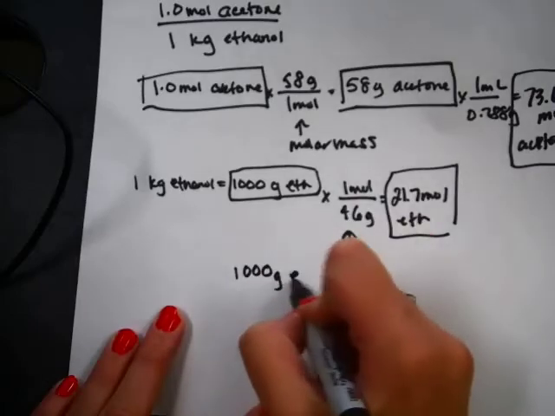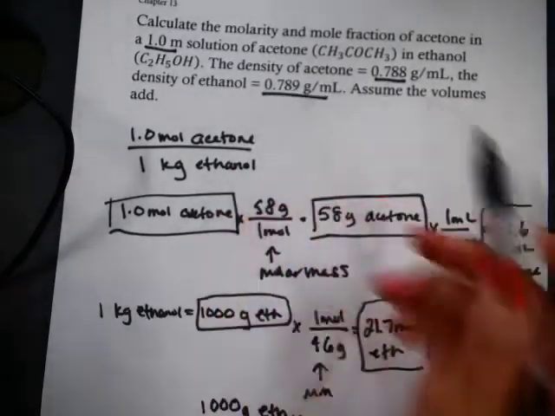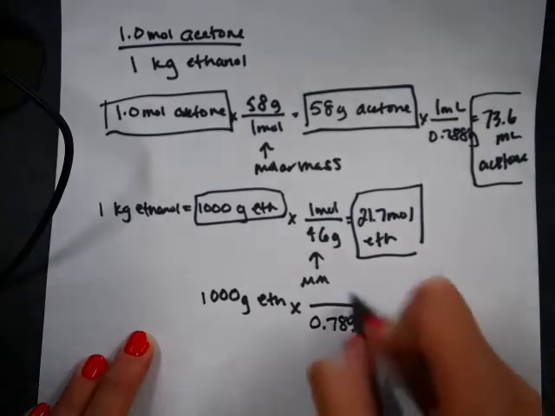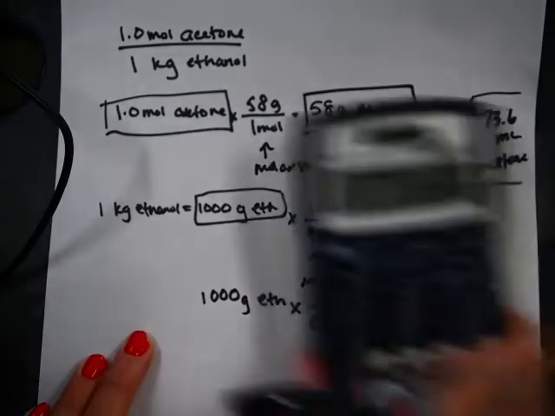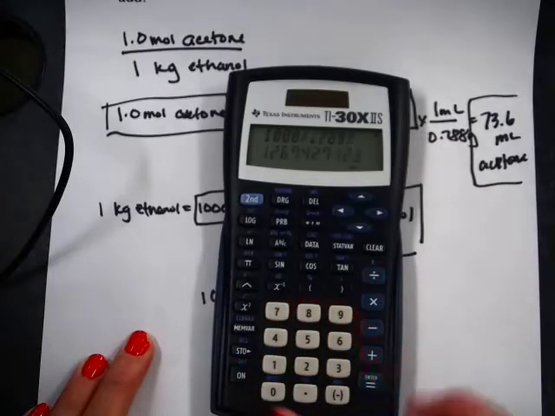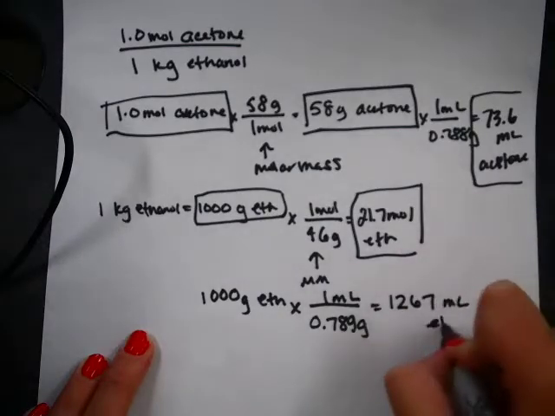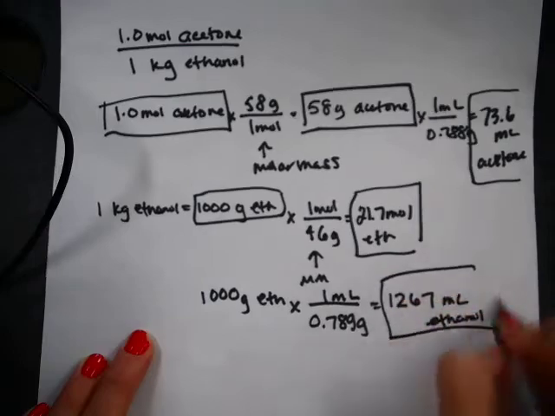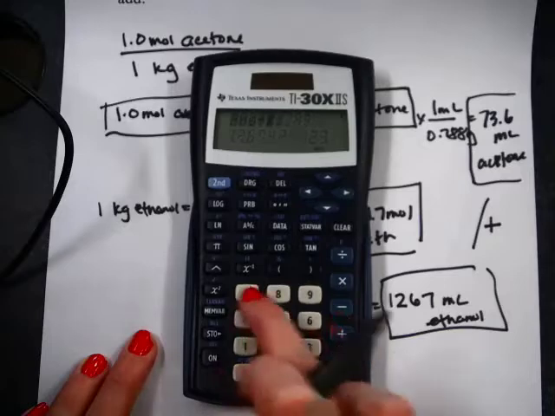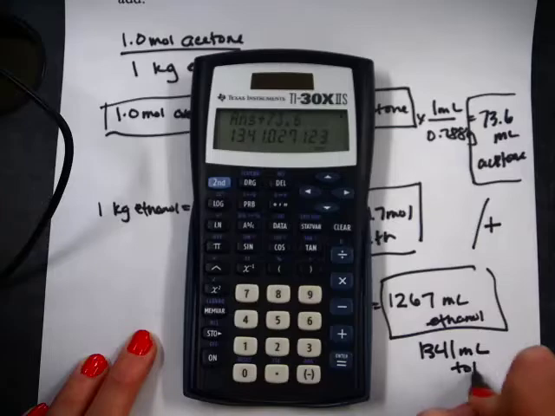And now I can use the 1,000 grams and the density of ethanol, which is 0.789, and figure out how many milliliters of ethanol I have. Again, a lot more, 1,267 milliliters of ethanol. And now I have the grams of each, I have the moles of each, and if I add these volumes together, I'll have the total volume. And then I'm ready to figure out any concentration unit that I want.